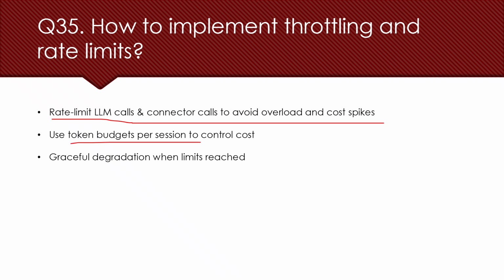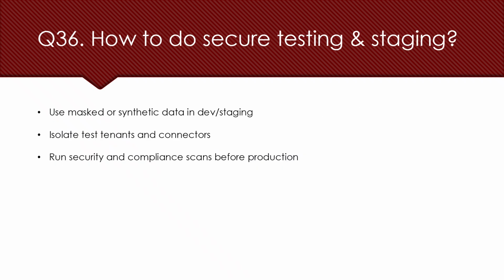That is a token budget per session to control cost. And the third thing is we have to degrade gracefully, return some cached answers or route low priority tasks to batch processing or something like that. And that will help with graceful degradation when the limit is reached. Whenever a limit is reached, what we see in ChatGPT, right? If you're using the free version, after some time it will say, okay, your limit has been completed. It will still get you answers, but with some limited, graceful degradation in that case.